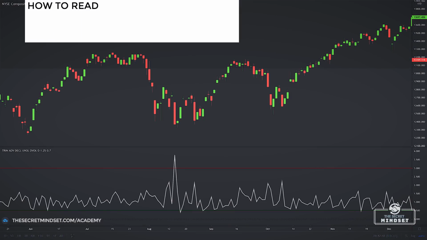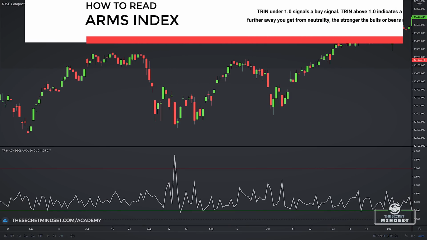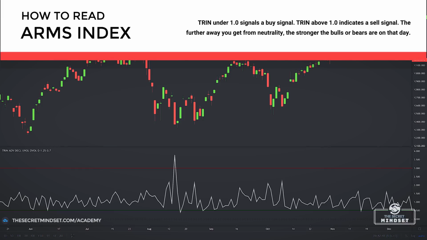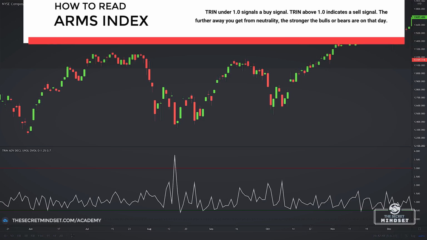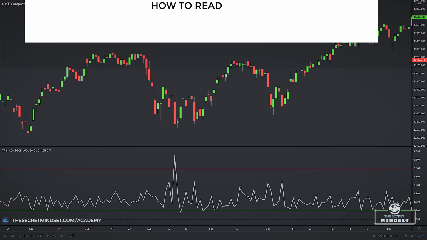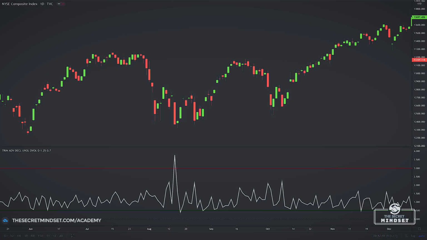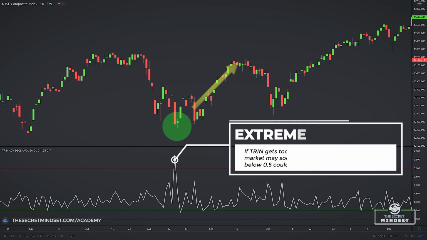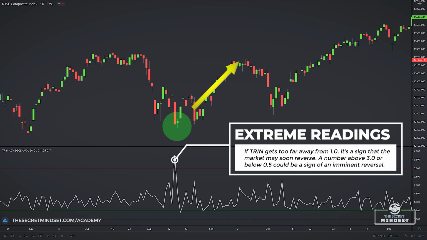Traders generally take anything under 1 to be a buy signal. Conversely, a number above 1 is a sell signal. The further away you get from neutrality, the stronger the bulls or bears are on that day. However, if the reading gets too far away from 1, it's a sign that the market may soon reverse. A number above 3 or below 0.5 could be a sign of an imminent reversal.